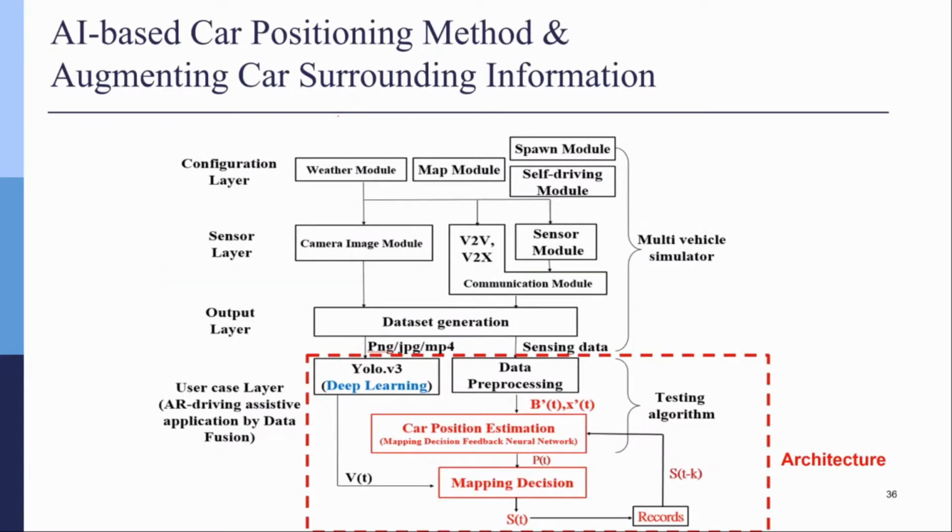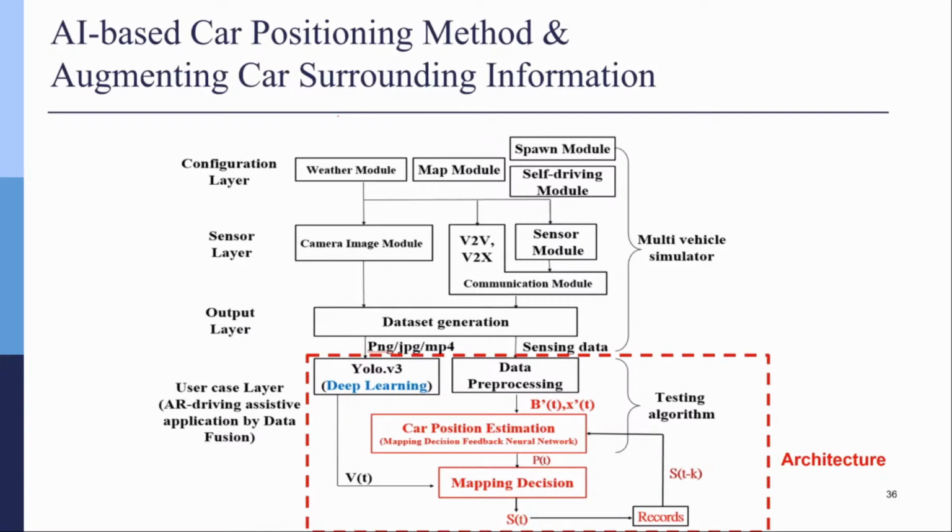In the following, we would like to solve the same problem but with more AI. Here, in the red box, we show an alternative architecture of our second method. We design a mapping decision feedback neural network, MDFNN in short, which is inspired by RNN.